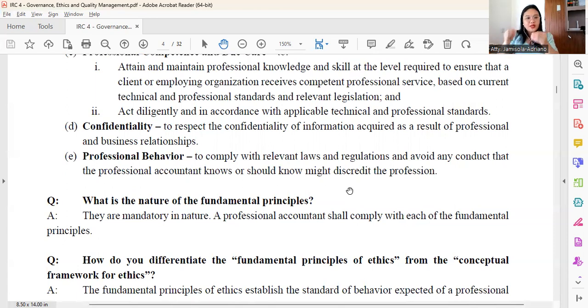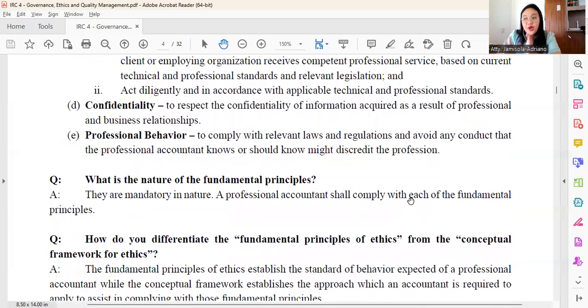Okay? Because once you show an unprofessional behavior, an unprofessional act, this has a domino effect. This would affect the reputation of the profession. So you have to act professionally. Okay.